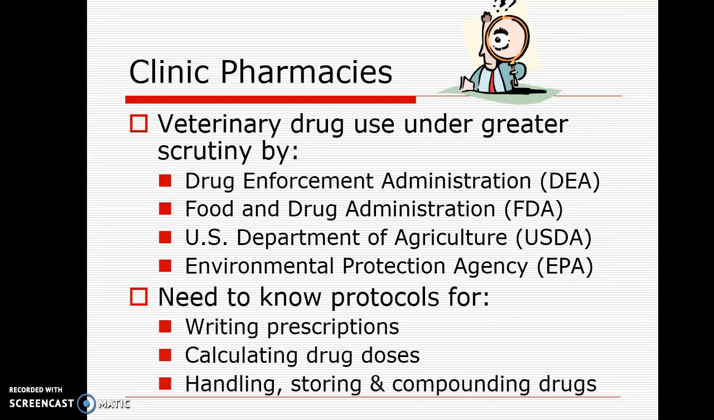So we need to know the protocols for writing prescriptions, for calculating drug doses, and handling, storing, and compounding drugs, because these agencies in particular have certain things that if they come and inspect your facility, they will be looking for. So it's important to know what we need to do and how to handle drugs in your clinic.